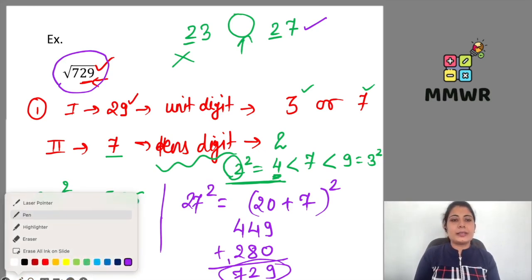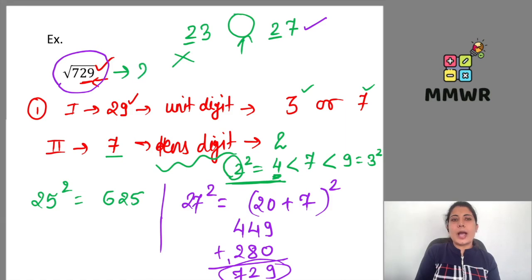That means this is going to be the square root of 729. So the square root of 729 is 27.